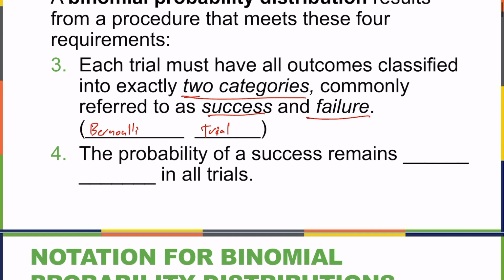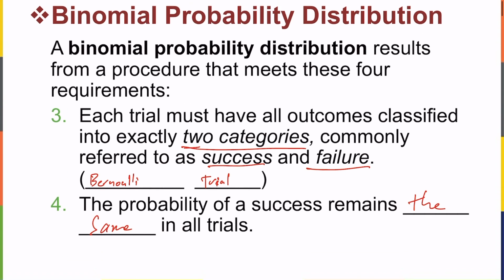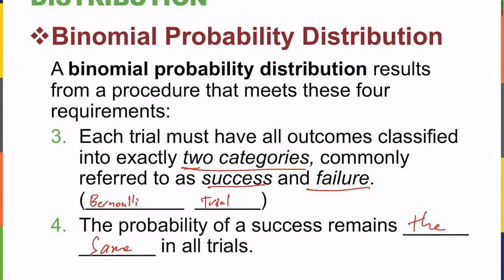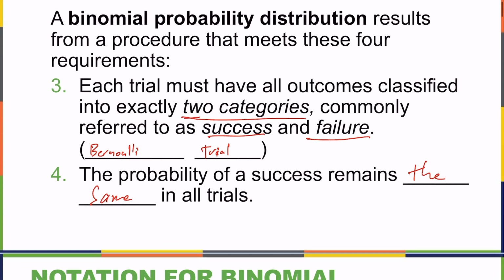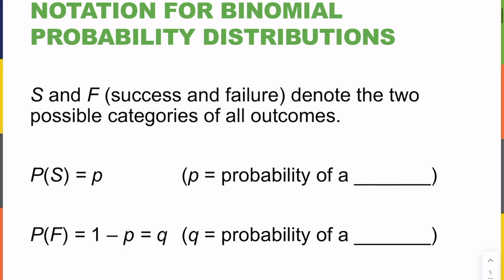The probability of a success remains the same in all trials. So the probability doesn't change. They're repeated, independent, binomial or binary or Bernoulli trials. Okay, notation for binomial probability distribution.